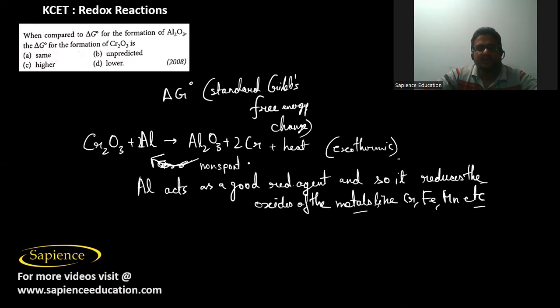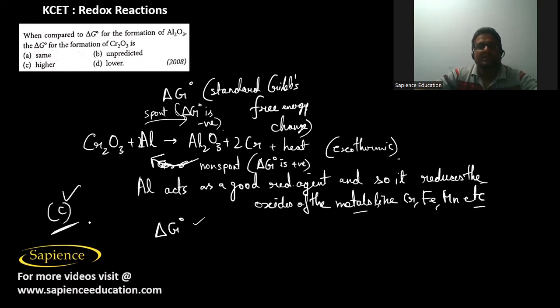Non-spontaneous means that for the reverse reaction, the delta G naught is positive. And for this forward reaction, when aluminum reduces the oxide of chromium, the forward reaction is spontaneous. So for this forward reaction, the delta G naught is negative. So the delta G naught for the formation of Cr2O3 is obviously higher than that of the delta G naught for the formation of Al2O3. So option C is the correct answer.